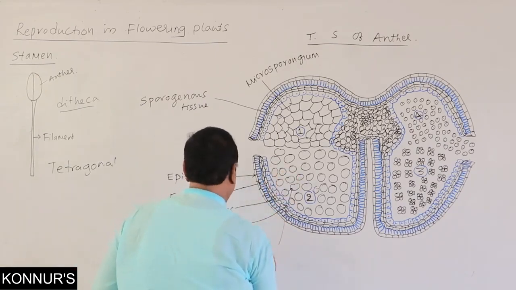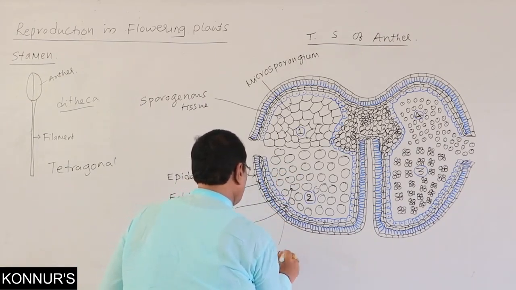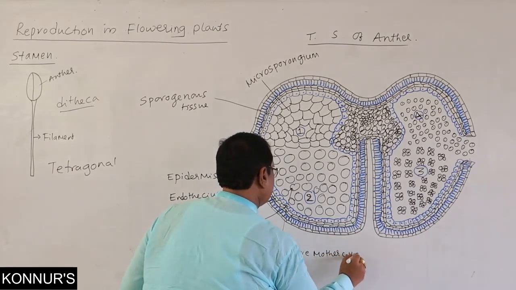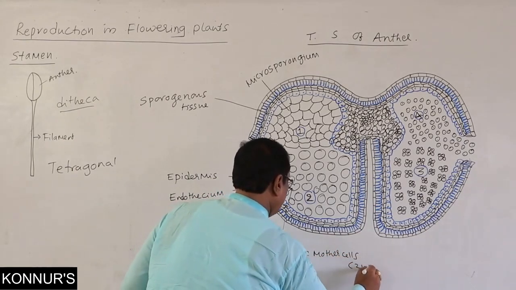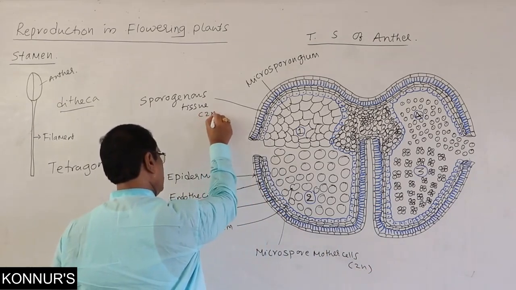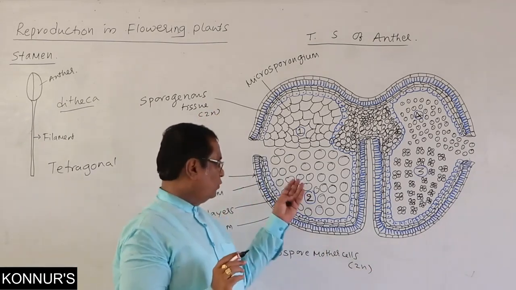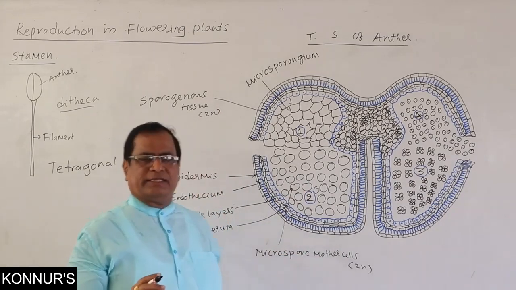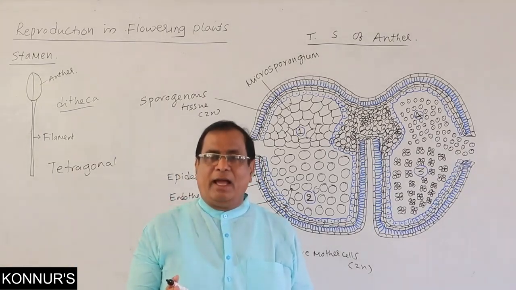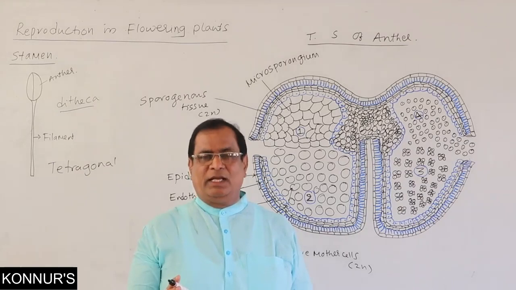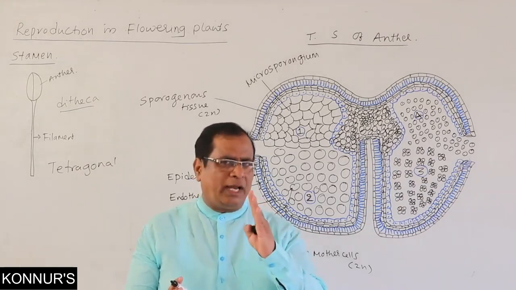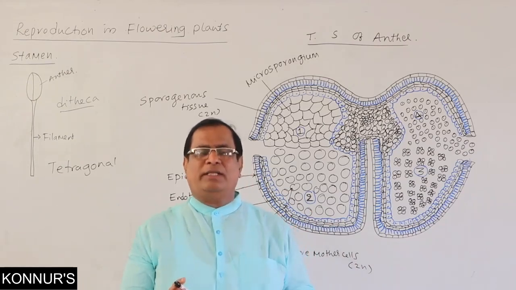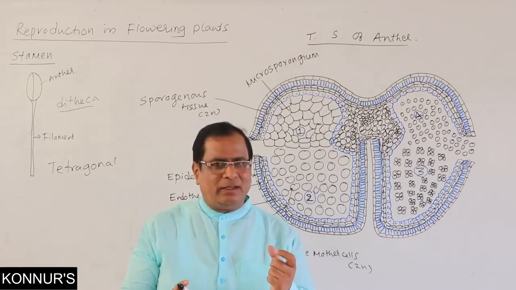Now these are said to be microspore mother cells. They are diploid in number. We have seen these microspore mother cells, and they are diploid in number. They undergo meiosis, leading to the formation of 4 haploid microspores, but they are present attached to each other.